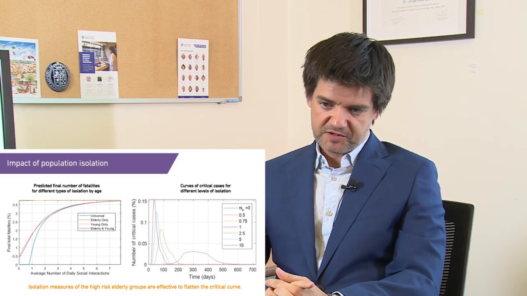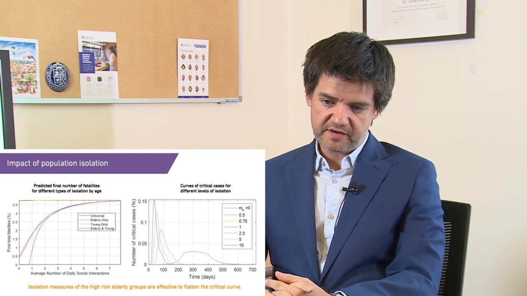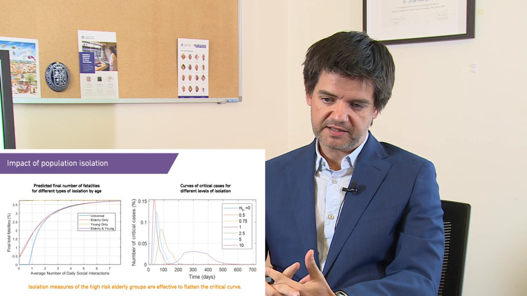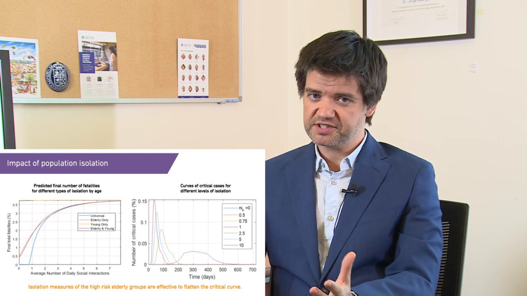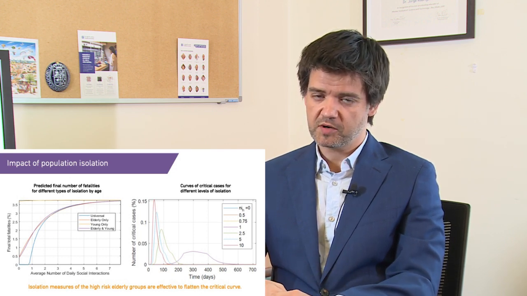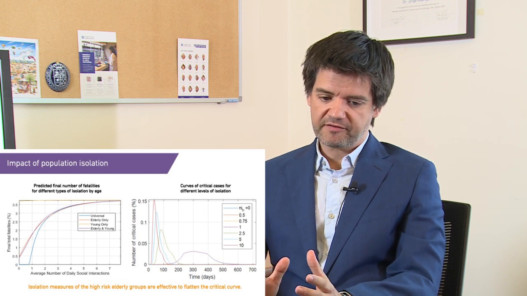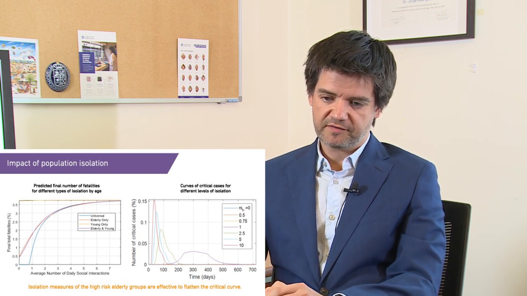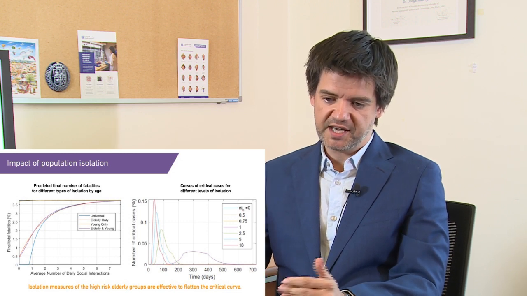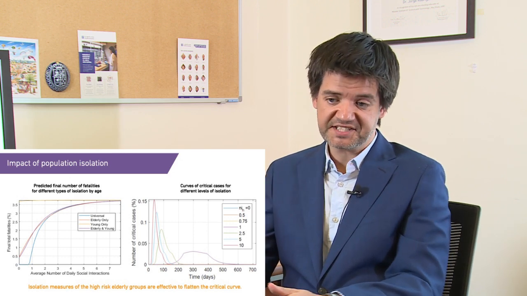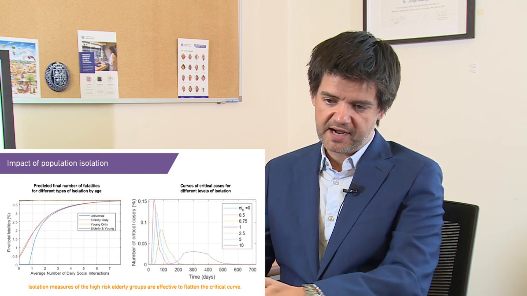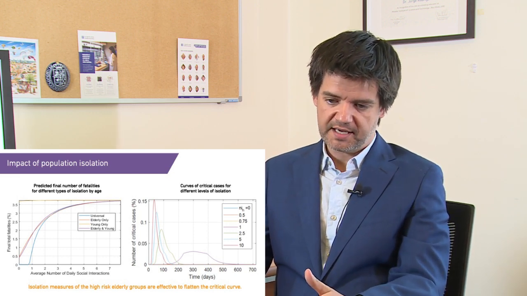Okay, so the first one is the impact. The first intervention we evaluated is the impact of the isolation of the population, because it's been the one that has been done more broadly, right? And on the left graph, I'm showing the average number of interactions that you have per day. So the more we are to the right, the less isolation we have, and the more we are on the left, the more isolation we have.